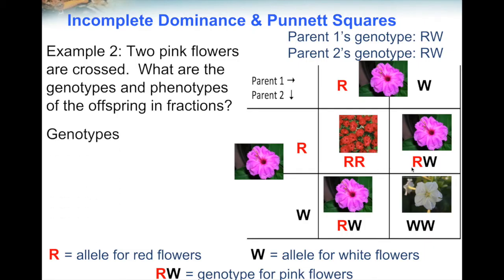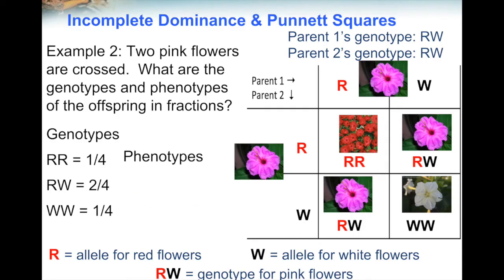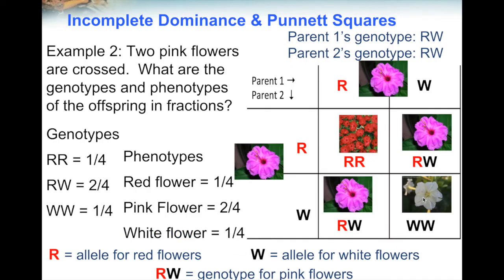Well, I see there are three different combinations of letters, three different genotypes. RR I see happening 1 out of the 4 boxes. RW I see happening in 2 of the 4 boxes. And WW I see in 1 of the 4 boxes. Now phenotypes, the physical traits, that means the colors, I see 3 different colors here. I see red flower, it happens in 1 out of the 4 boxes. Pink flowers, which is happening in 2 of the 4 boxes. And then white flower, which is happening in 1 of the 4 boxes.